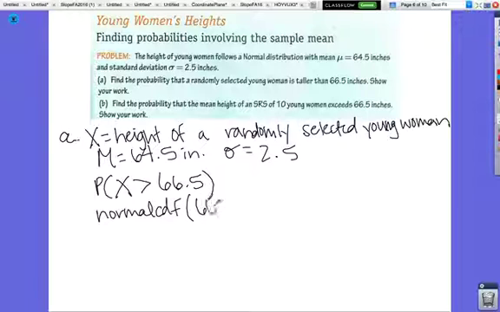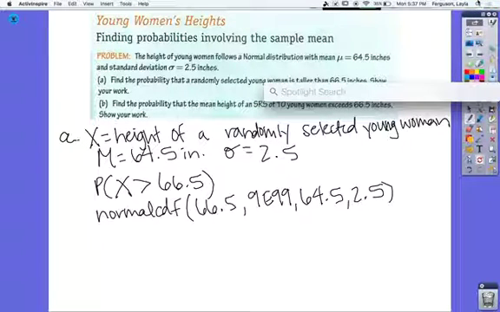where your lower bound is 66.5, because remember, we want to be greater than 66.5, and our upper bound can be 9e99 or infinity, however you want it to represent that on your calculator. Your mean is 64.5 and your standard deviation is 2.5.